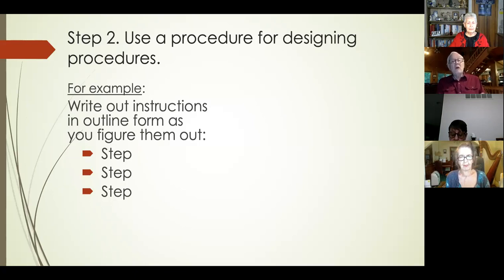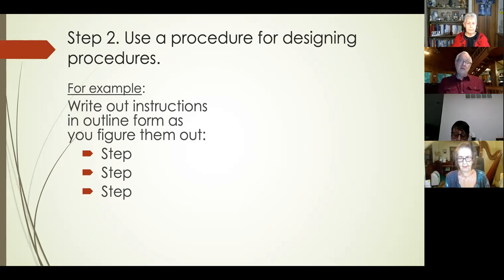Okay, step 2 is you need to design a procedure when you notice, oh, my students really need a procedure here. And we'll go into some examples of that. So you want to have a procedure for designing a procedure. The one that I like is that I write out instructions in outline form as I figure them out. So I will write down a step and then write down another step and then realize they need to be reversed. And I start with the low-hanging fruit and gradually figure out what are the steps I need to go through.